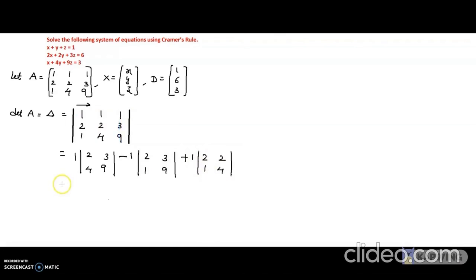So we have expanded the determinant along the first row. Now each of these determinants is in the form a, b, c, d. Remember, the determinant of a, b, c, d is nothing but ad minus bc. It is first element into last element minus second element into third element. So each of these determinants should be expanded using the ad minus bc form.